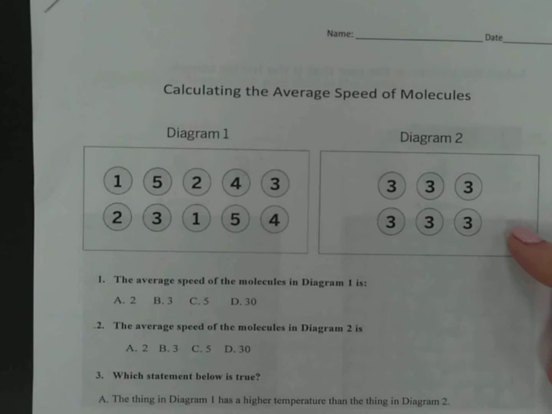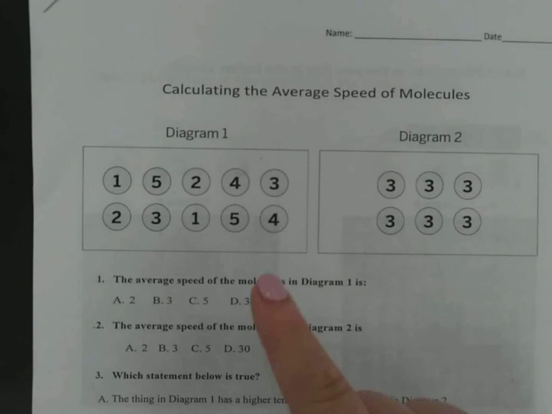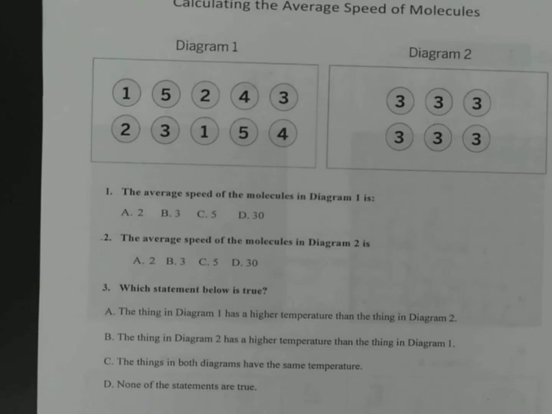Now, number 3, which statement is true? So I'll be referring to both pictures. A, the things in diagram 1 have a higher temperature than the thing in diagram 2. B, the thing in diagram 2 has a higher temperature than the thing in diagram 1. C, the things in both diagrams have the same temperature. D, none of the statements are true. All right, let's turn the page.